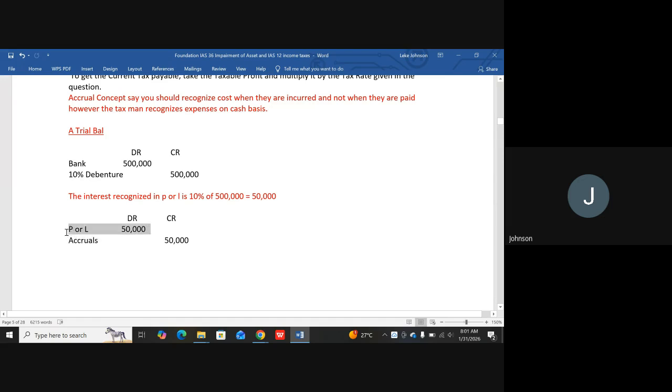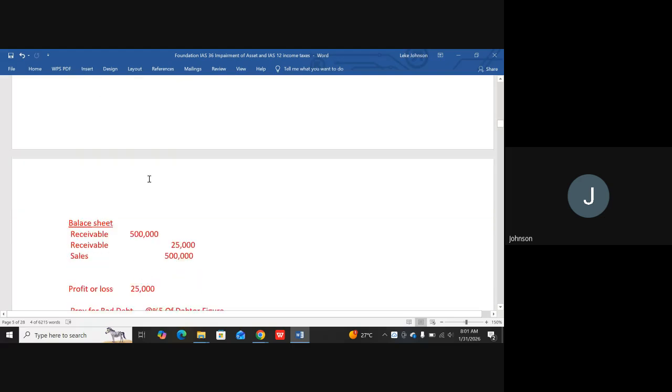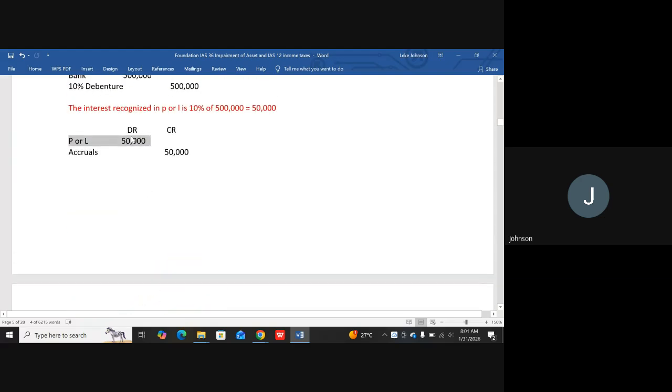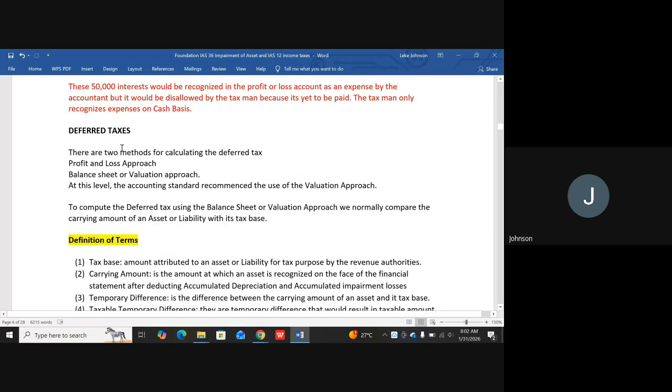Now you discover that you have not actually paid this amount, but you're going to charge it in the financial statement as though you have paid the expense. So that is going to be an issue, and the taxman is not going to allow it. He's going to disallow this amount. But in the future, when you eventually pay it, he's going to allow it. But for now, because you have not paid it yet, he's going to disallow it. Then we went further to look at what we call deferred taxes.